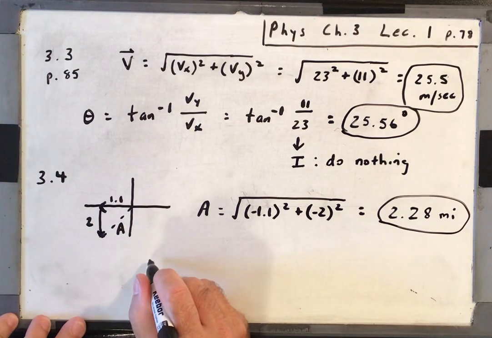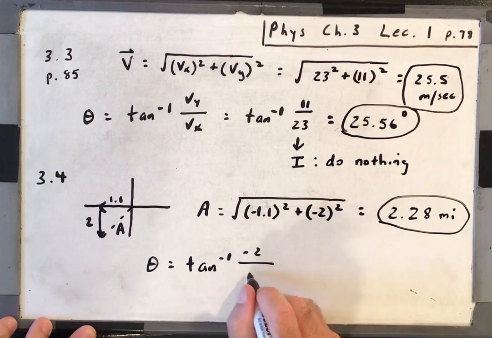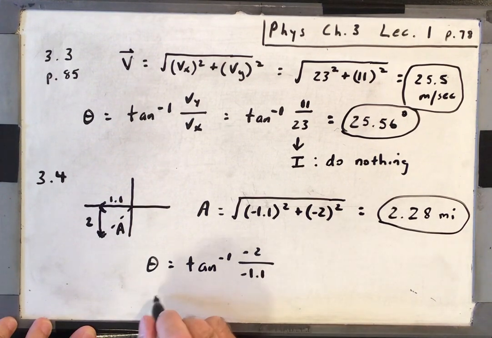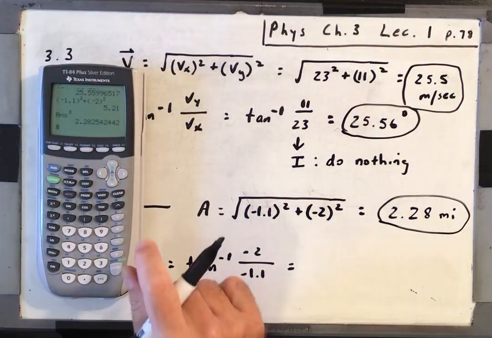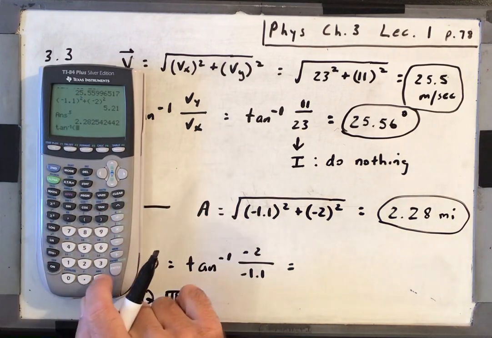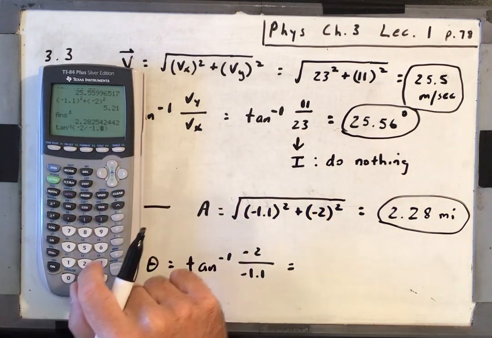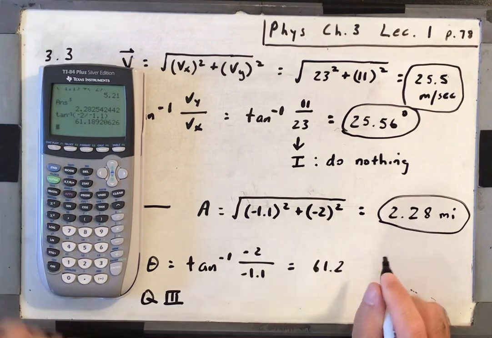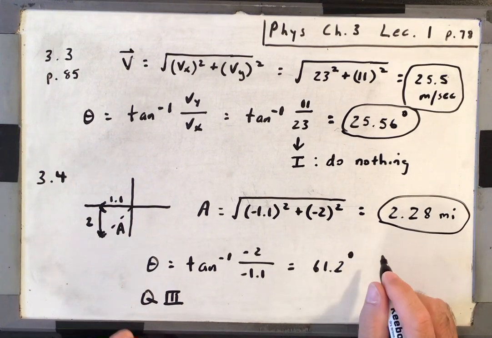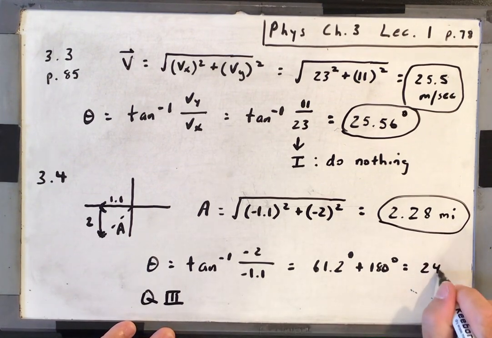So the direction, we are going to have to be careful here. It's going to be the inverse tangent of y over x. Well, y would be negative 2, x would be negative 1.1. Now, what quadrant are we in there? We're in quadrant 3, so we're going to have to change this answer. In the calculator, we find inverse tangent of negative 2 divided by negative 1.1. That's 61.2 degrees, but that's not in quadrant 3. So we have to add 180. One of the most common mistakes. So that's 241.2 degrees.